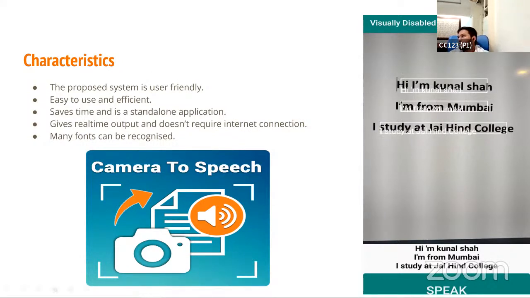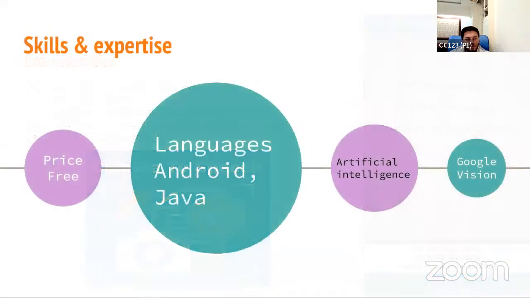So as you can see in the photo on the right, this is the stuff that I had written on my screen. Hi, I am Kunal Shah. I am from Mumbai. I study at Jain College, and all this stuff is written and spoken line wise. So whatever is written will be spoken line wise, and it gives a real time output. And a lot of fonts can be recognized, whether it's handwritten or anything. Then yeah, it's free of cost.